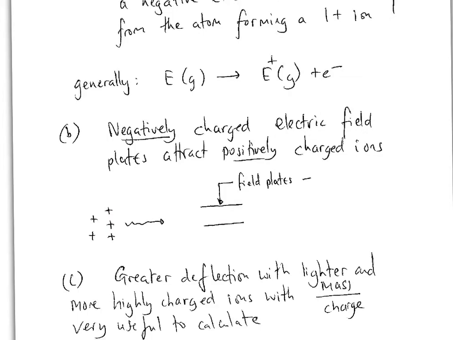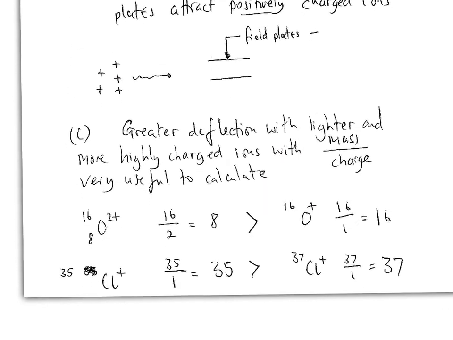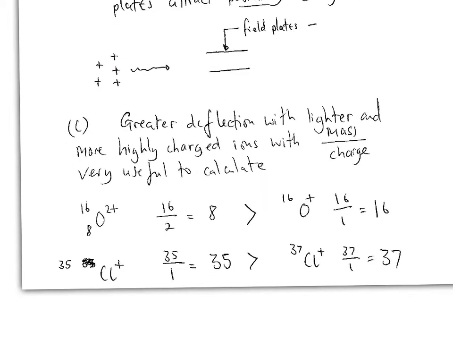The next question asks about which ions are deflected more, and what you need to do is take into account the charge and the mass of the ion. So you get greater deflection with lighter and more highly charged ions. If you calculate mass over charge, you find the lowest number, this ion will be deflected more.